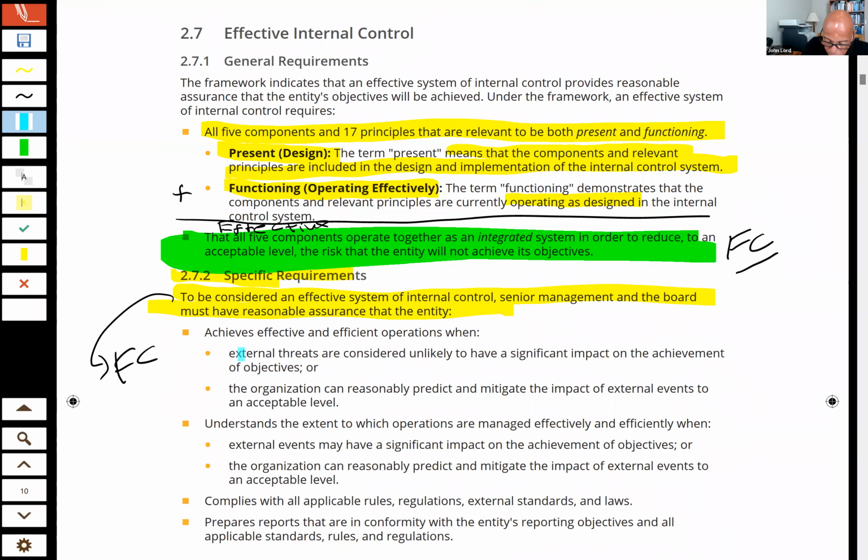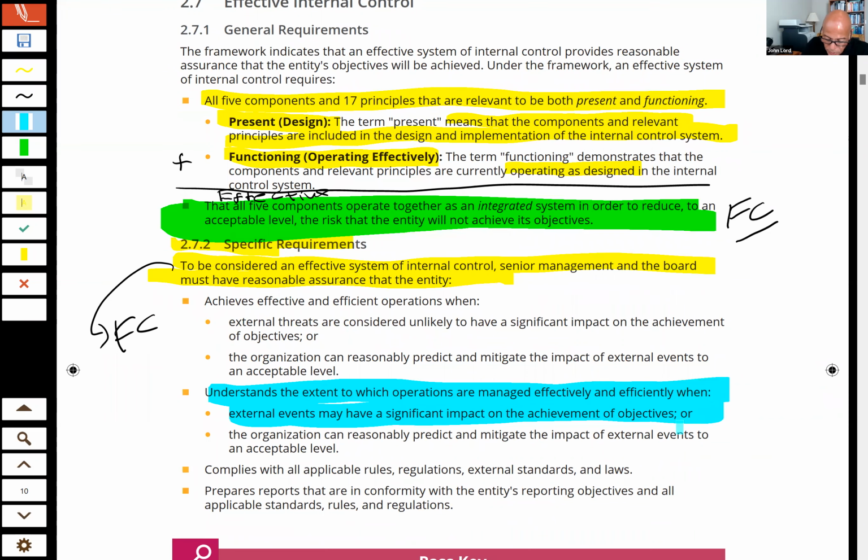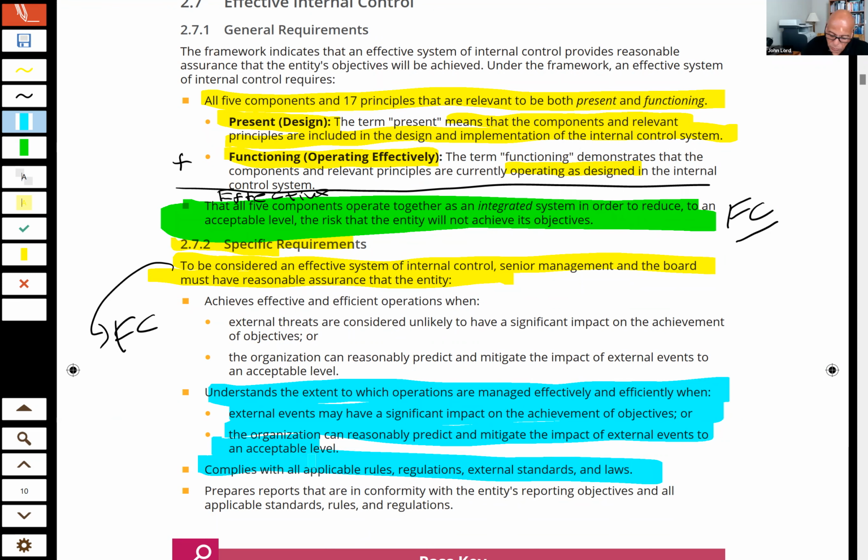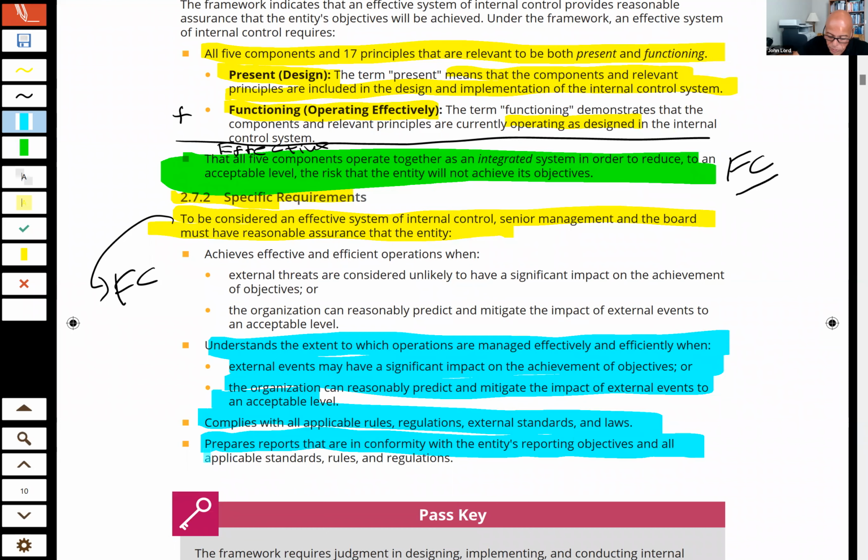That the entity understands the extent to which operations are managed effectively and efficiently when external events may have a significant impact on the achievement of the objectives of the organization, or the organization can reasonably predict and mitigate the impact of external events, complies with all applicable rules and regulations, and prepares reports that are in conformity with the entity's reporting objectives and all applicable standards, rules, and regulations. So you can see that they really, and the reason I had you highlight that second part down here, and that's what I want in the flashcard, is that's really getting to the objectives that we saw at the top of that COSO cube that we were looking at a little while ago.